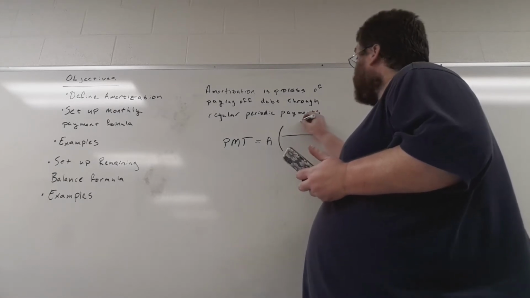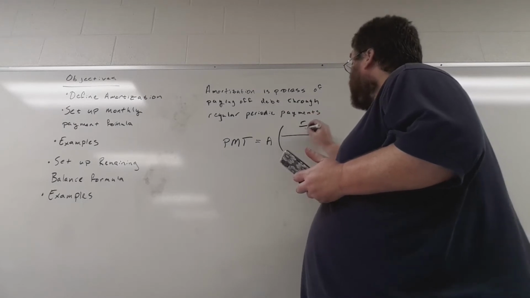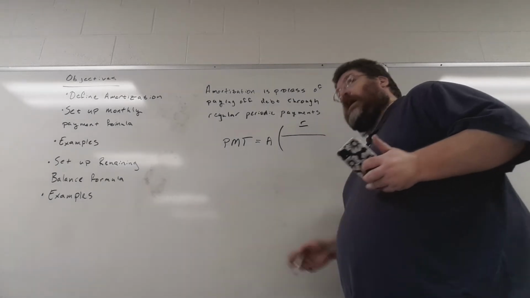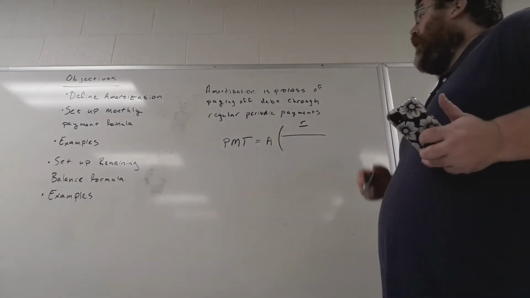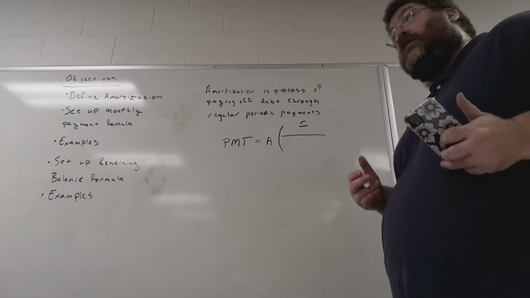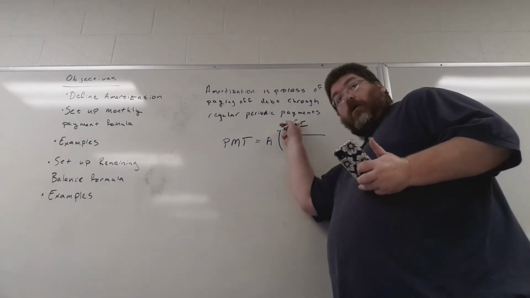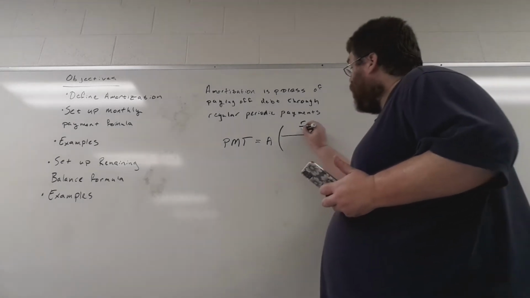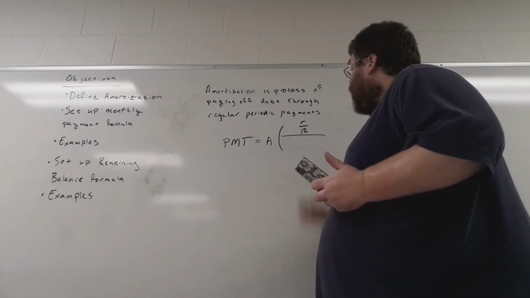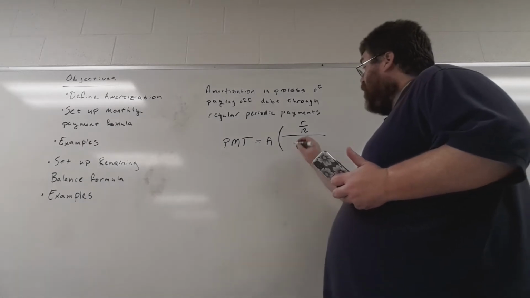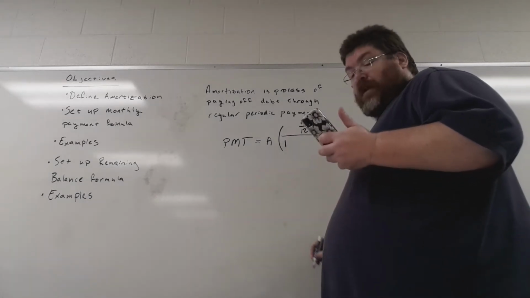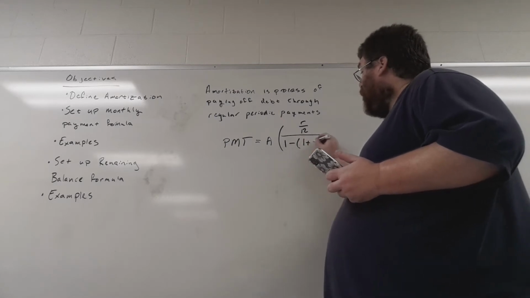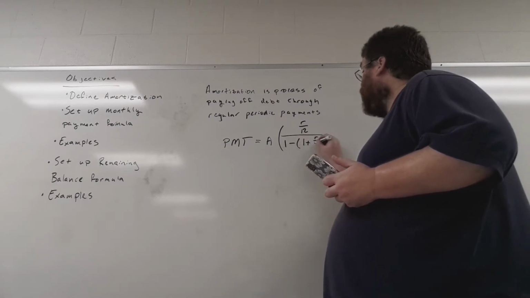So I take my interest rate of R, and I find the periodic rate. And remember, we use that with our compound interest formula. If we're compounded monthly, our periodic rate was the APR in decimal form divided by 12. Since we're dealing with monthly payments, we're going to do the same thing. Our periodic rate is going to be R over 12. And then we divide by 1 minus 1 plus that periodic rate.